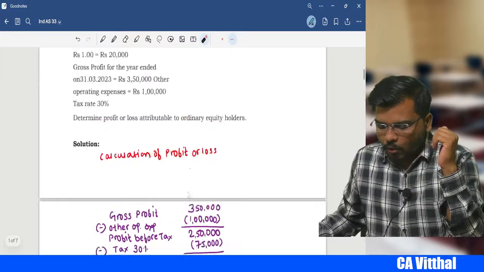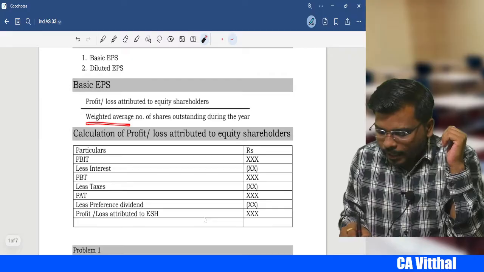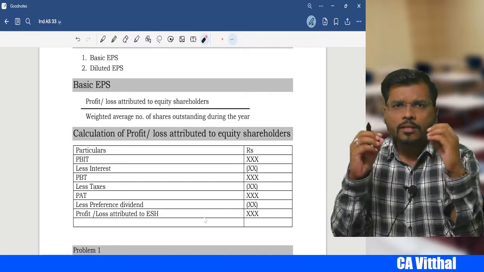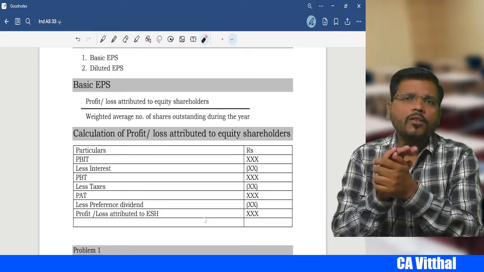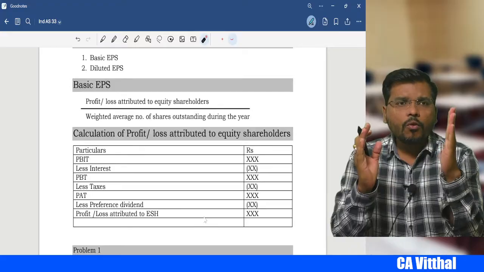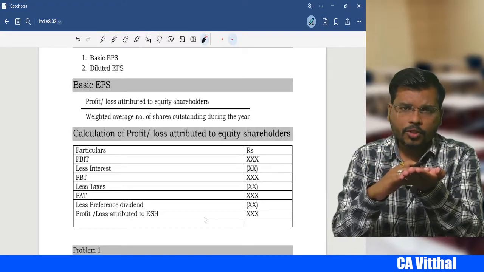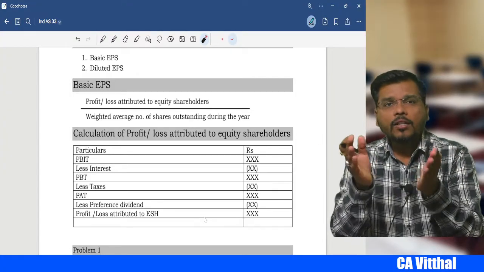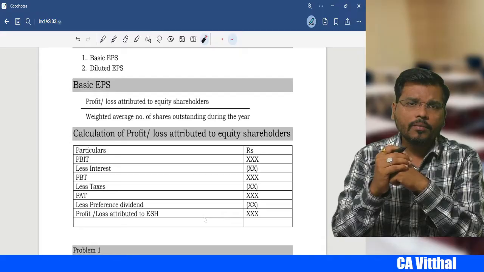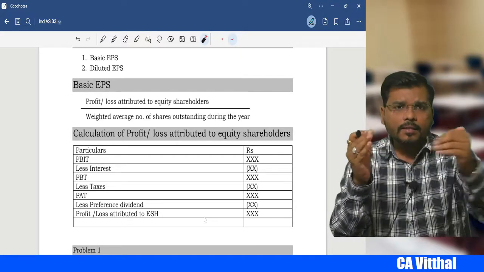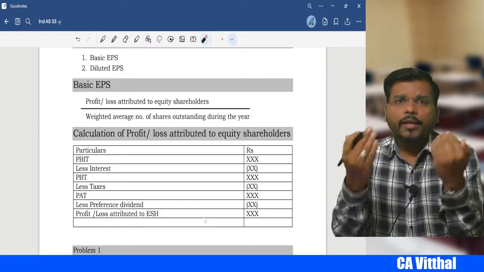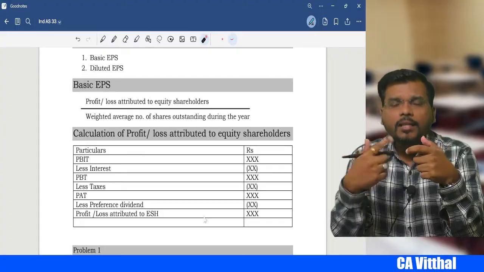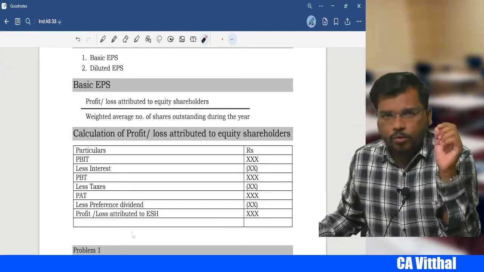Next, my dear student, what is the denominator? That is weighted average number of shares outstanding during the year. Why do we need to calculate weighted average number of shares? Please try to understand. We generally have the opening balance of the shares, and during the year the company may issue some shares, and there might be some buyback of shares. So whenever some transaction happens during the year, we cannot take the closing balance of the shares. We need to calculate the weighted average number of shares. So how to calculate that, sir?